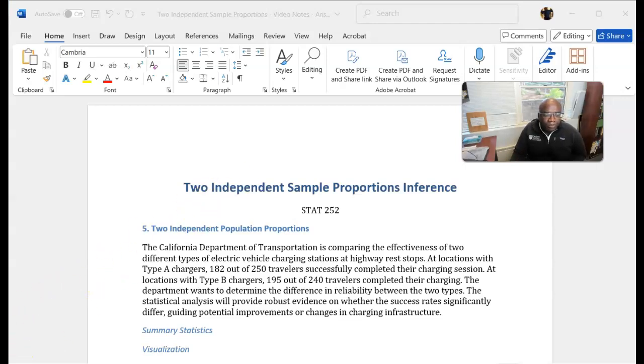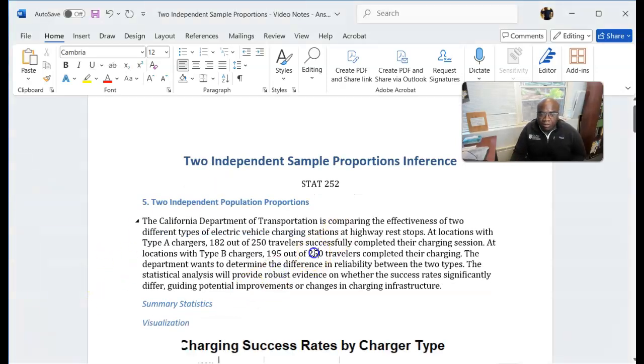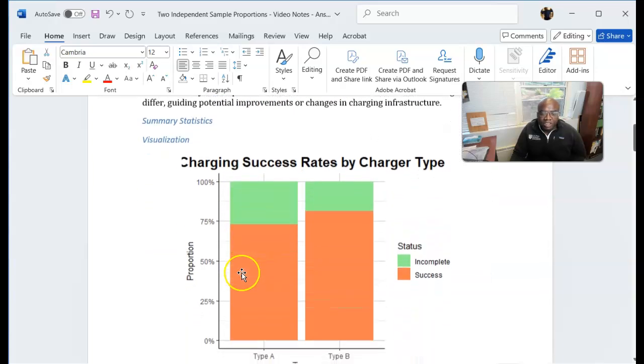One moment. My apologies. That was a typo. I should have said 250. I'll make sure to change that in your notes as well. So 250. And so here's our visualization.